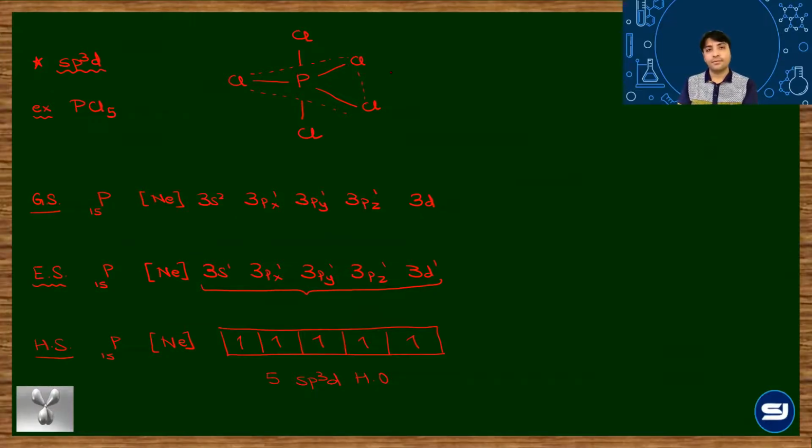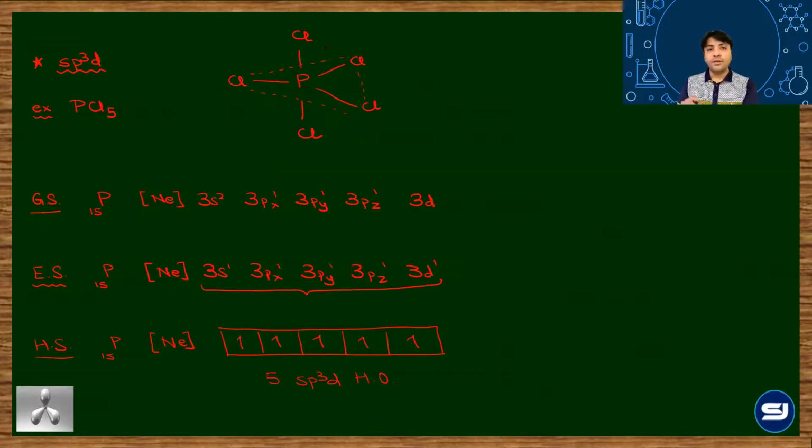Yes, sir. Okay. And were they differently named? Yes, sir. What was the name given to the three bonds in the plane? Equatorial bonds. And the two bonds above and below? Axial. Axial bonds. Okay.